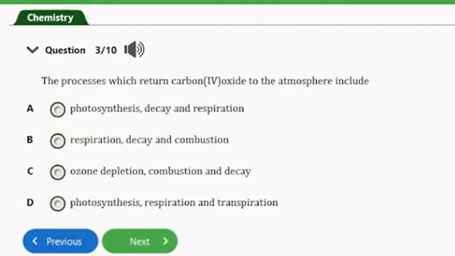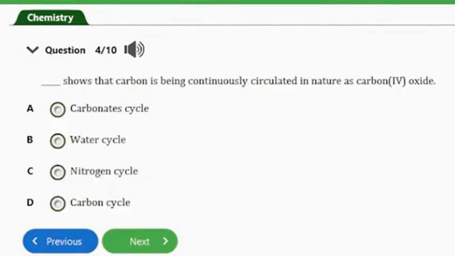It says, the processes which return carbon dioxide to the atmosphere include A, photosynthesis, decay and respiration. B, respiration, decay and combustion. C, ozone depletion, combustion and decay. D, photosynthesis, respiration and transpiration. So guys, the answer to this question is option B. Respiration, decay and combustion all return carbon dioxide to the atmosphere. And that's it for that question. So let's consider the next question.